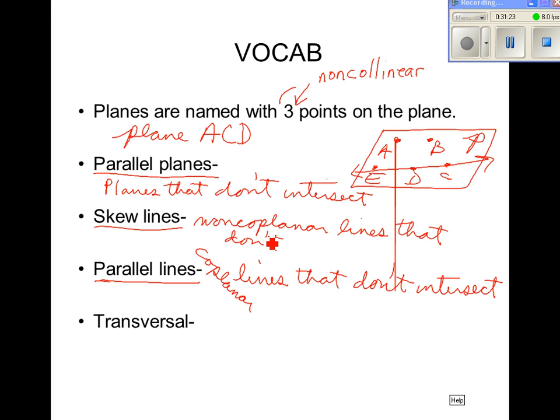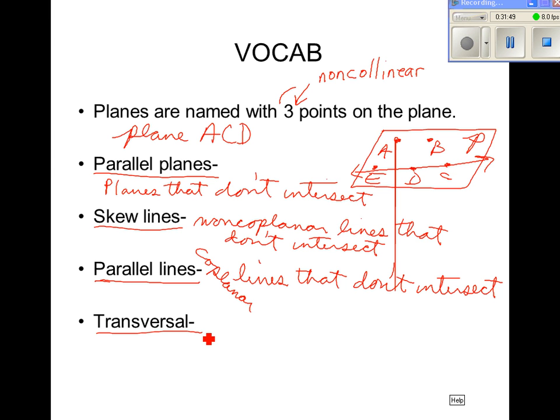Which one do you think we're going to deal with more? Skew lines? No. How are these lines related to each other? They're not, are they? They're skew lines. Can we do a whole lot with that? Nah. Would parallel lines always have to be going in the exact same direction? Yep. What's a skew line? Non-coplanar lines that don't intersect.